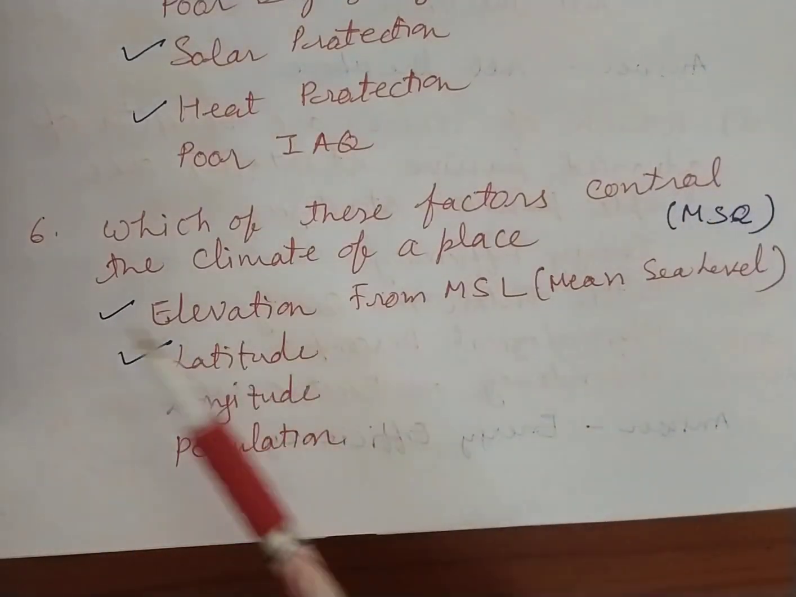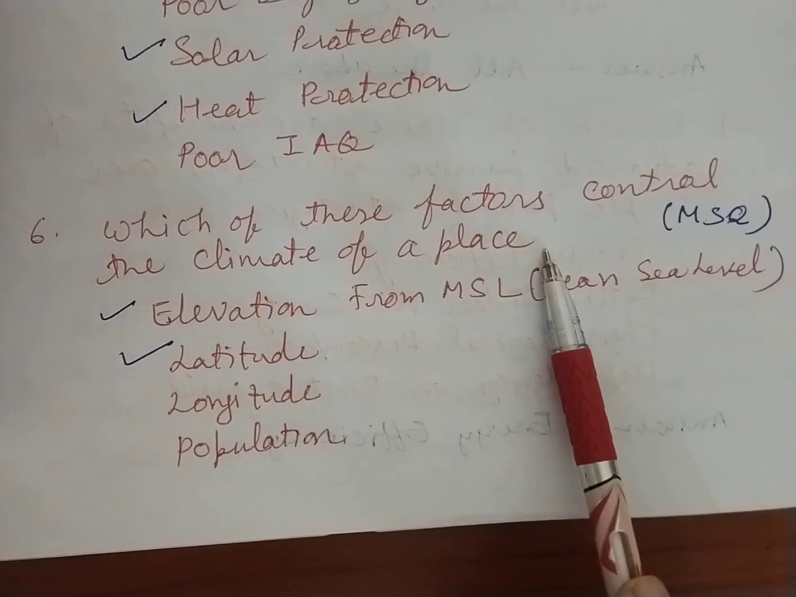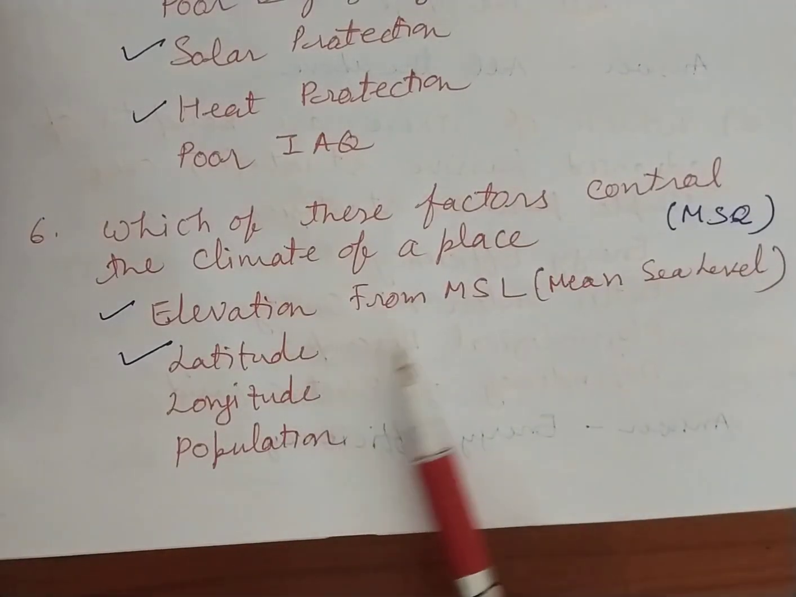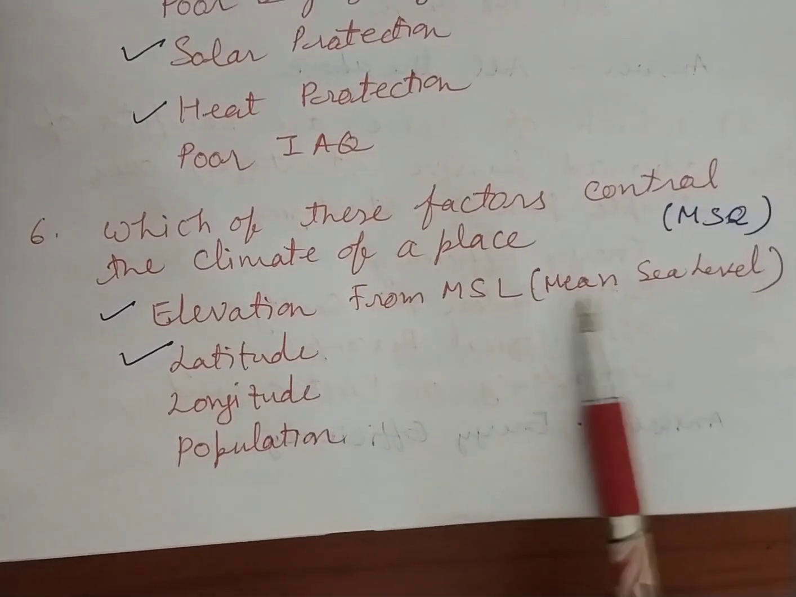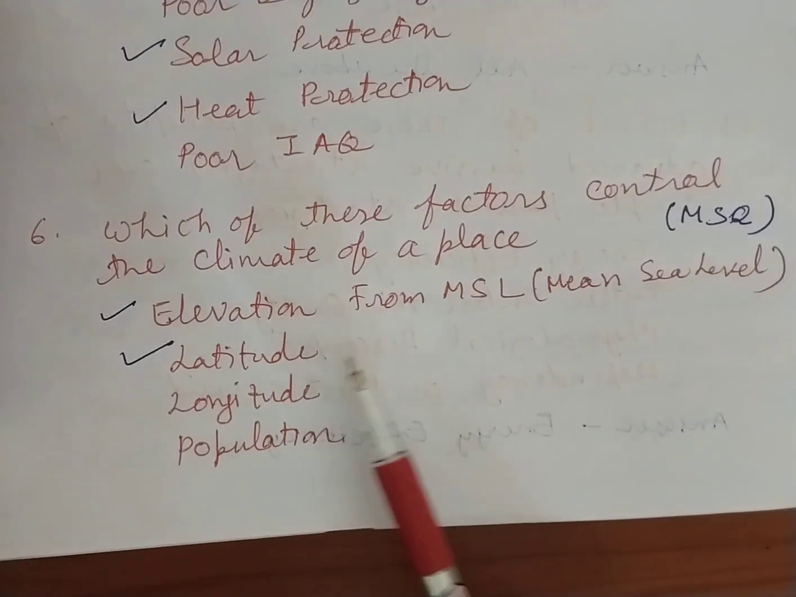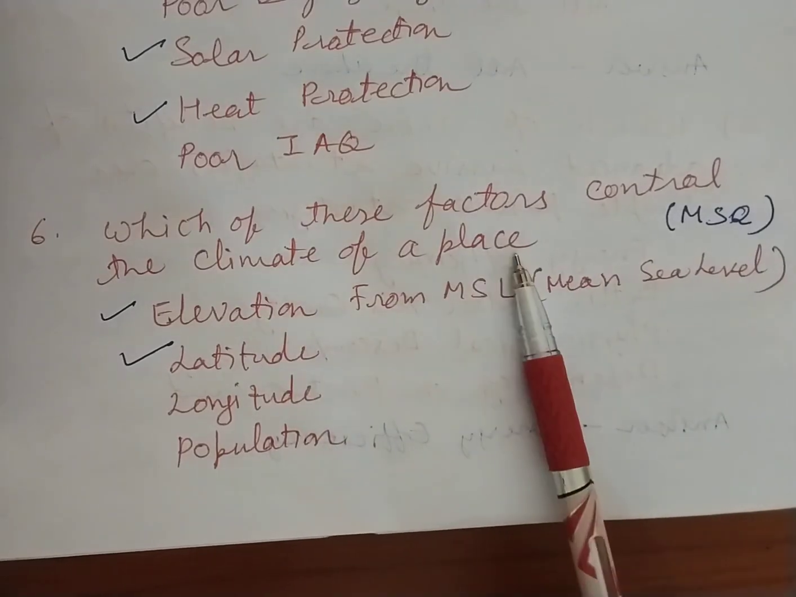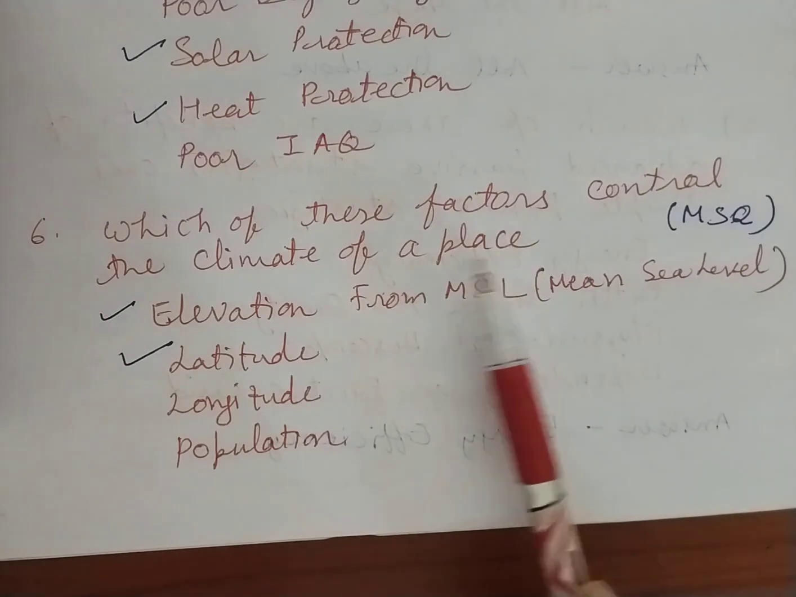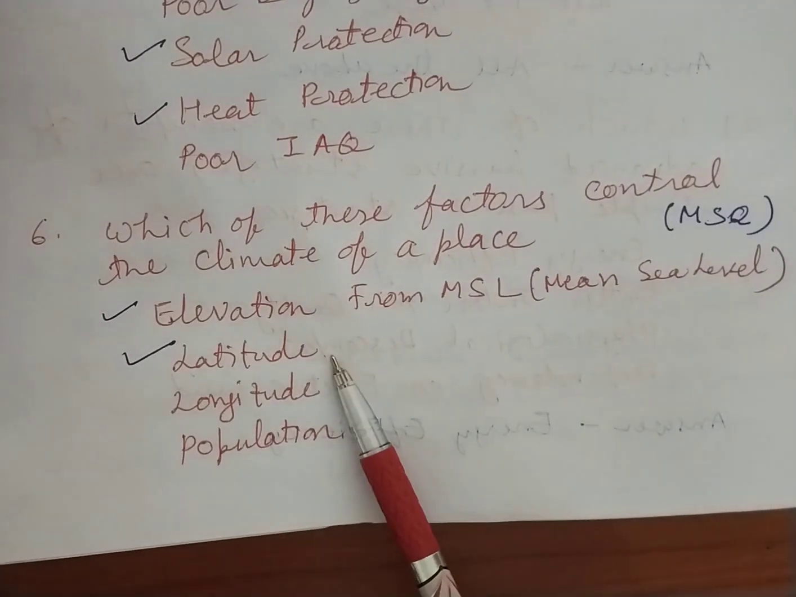Now coming to question number 6. Which of these factors control the climate of a place? This is also a multi-select question. The answer is elevation from MSL. MSL is mean sea level, and second answer is latitude. Climate of a place depends upon elevation from MSL and latitude.